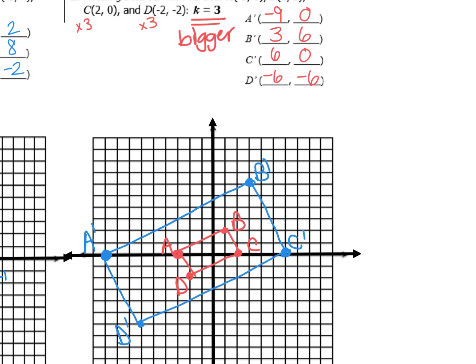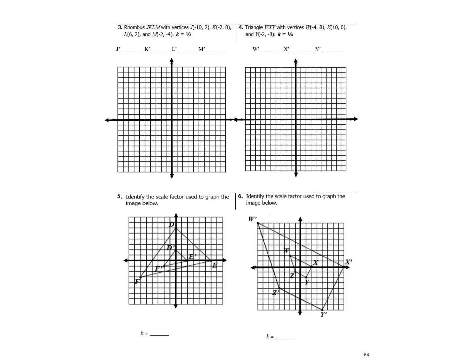This is the only one where our shape is going to change size. A dilation is the only time we will change size. It should still be the same shape, so notice I still have a rectangle, it's just a bigger rectangle. For translations, reflections, and rotations, remember the shape does not change size.